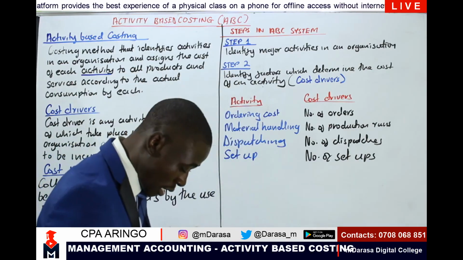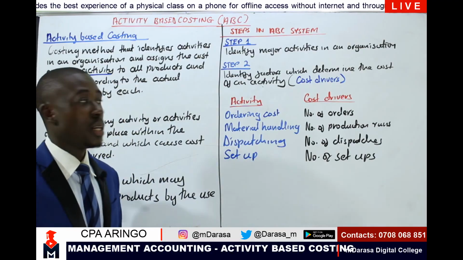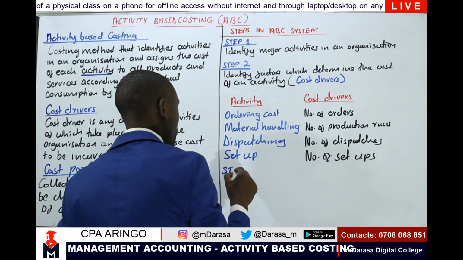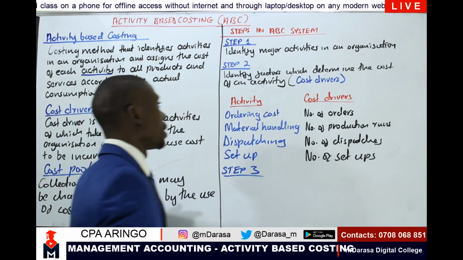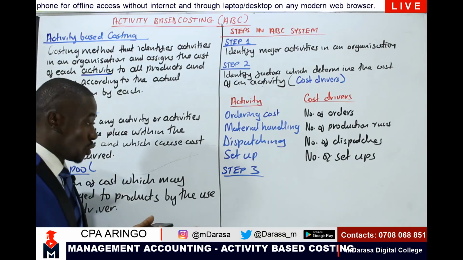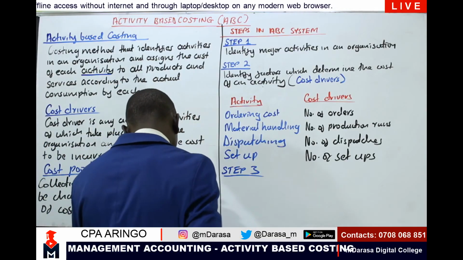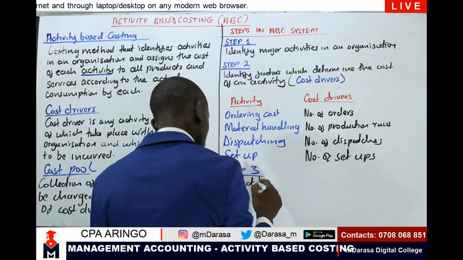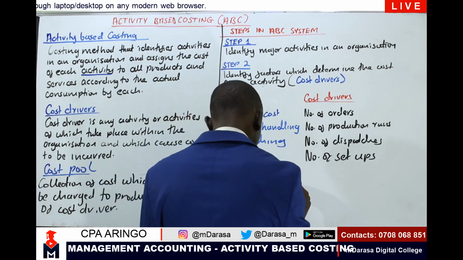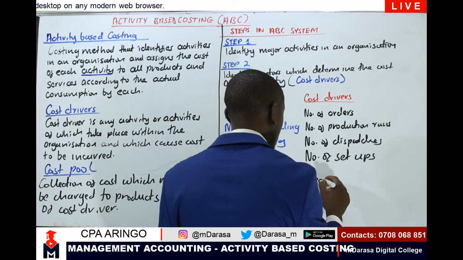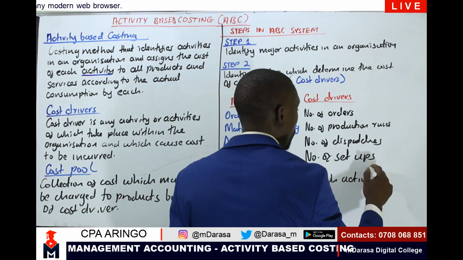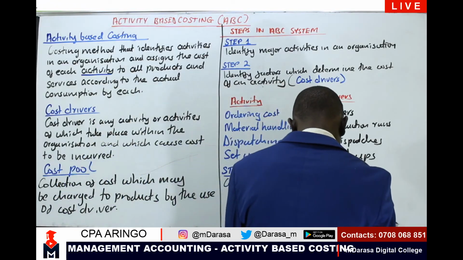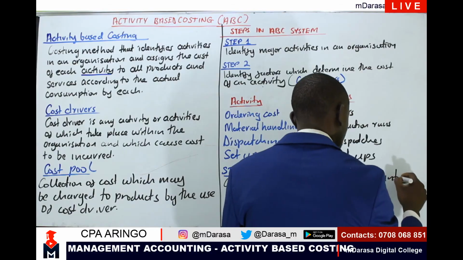So after we've looked at step number 2, that should take us to step number 3. Step number 3, we'll be looking at what? We should identify, or we should place, number 3: collect the costs of each activity into cost pools.